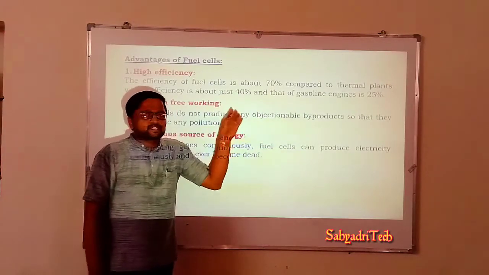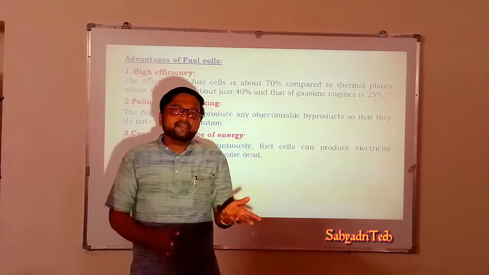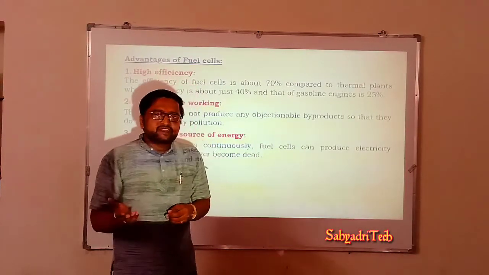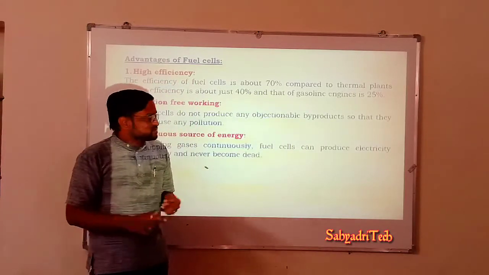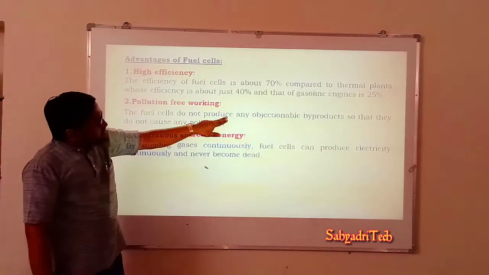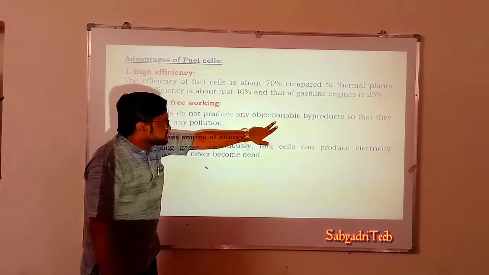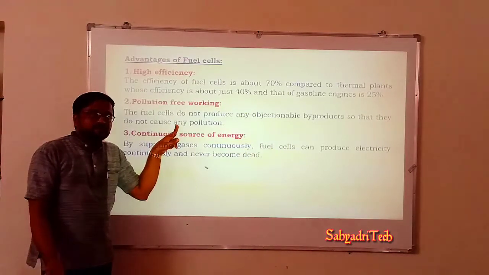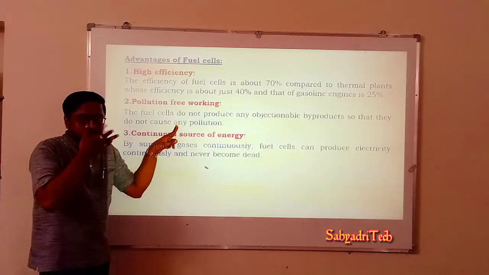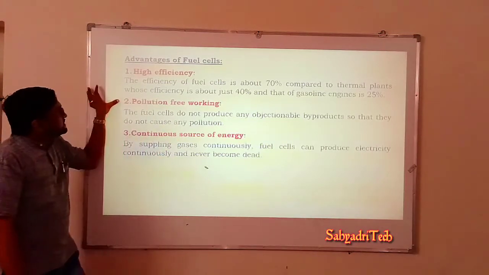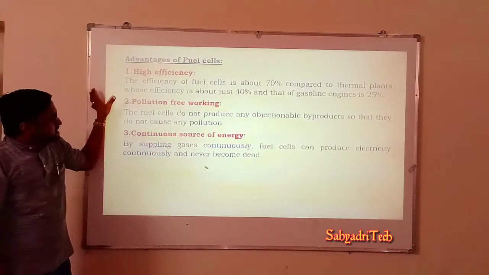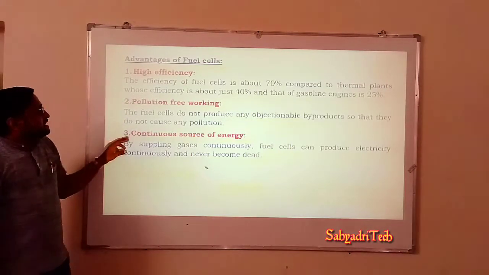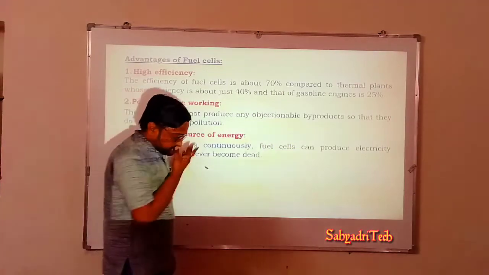When I look at the hydrogen oxygen fuel cells, what is the product we got? Water as a byproduct. Along with production of electricity, water is produced. Water is not going to harm the environment, right? So we say the fuel cells do not produce any objectionable byproducts so that they do not cause any pollution. But regarding other ways, yes, they have some objectionable byproducts. So we say the second advantage is pollution free working. The third one, it is a continuous source of energy.